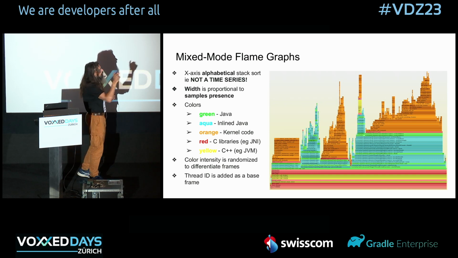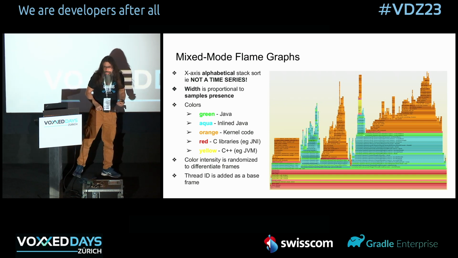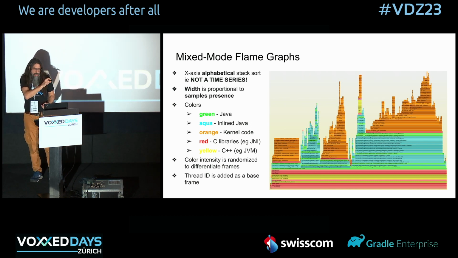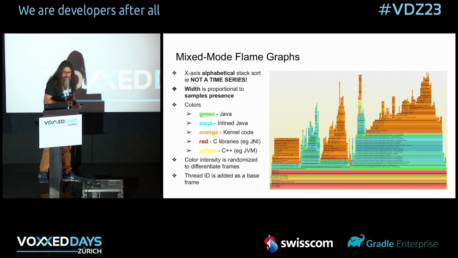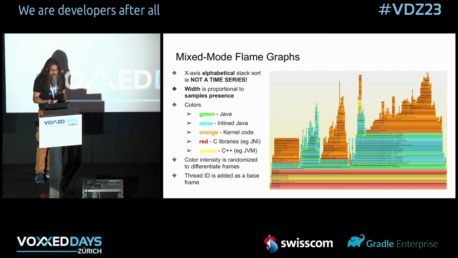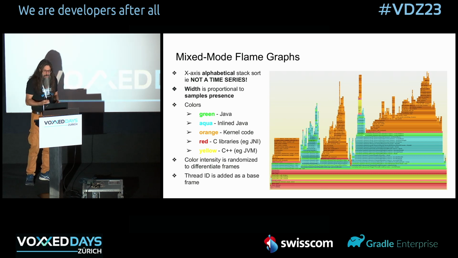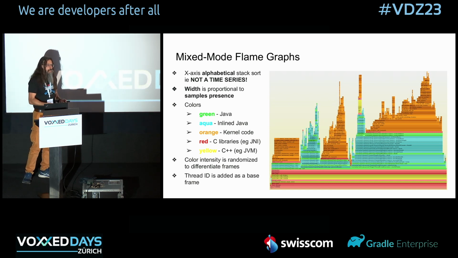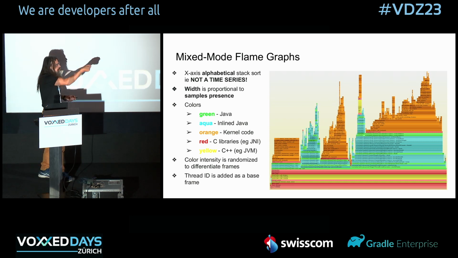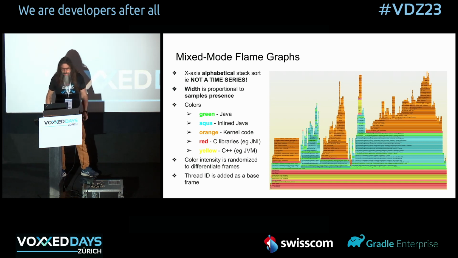So the green cells are the normal Java calls. The aqua, the light blue ones, are the inlined Java calls. The orange ones are the calls that happen in the kernel space, typically context switches of native threads, as I said. And the red ones are C libraries, so, for instance, when you do an invocation through Java Native Interface. And the yellow one is C++ code. So, typically, when you see yellow stuff, it's the garbage collector doing its stuff.